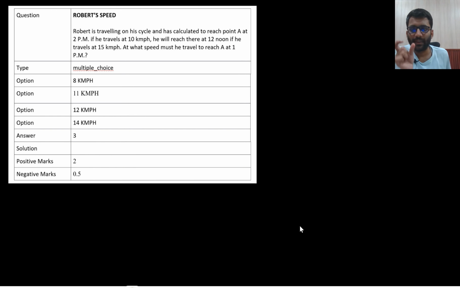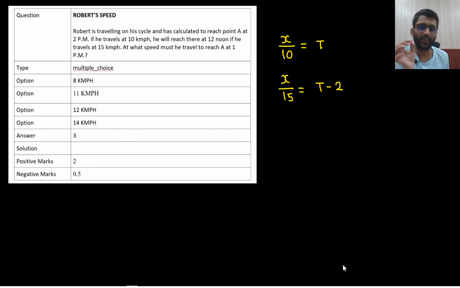So Robert is traveling on his bicycle and has calculated to reach point A at 2 p.m. if he travels at 10 km per hour, and he reaches at 12 noon if he is traveling at 15 km per hour. So basically let's just say he covers the distance x. If he is covering x with the speed of 10 km per hour, then it is taking him time t. And if he is going with 15 km per hour, it is taking him time t minus 2. Say yes or no, right? Because here he is reaching at 2 p.m. and here he is reaching at 12 noon. That means it is taking him 2 hours less.